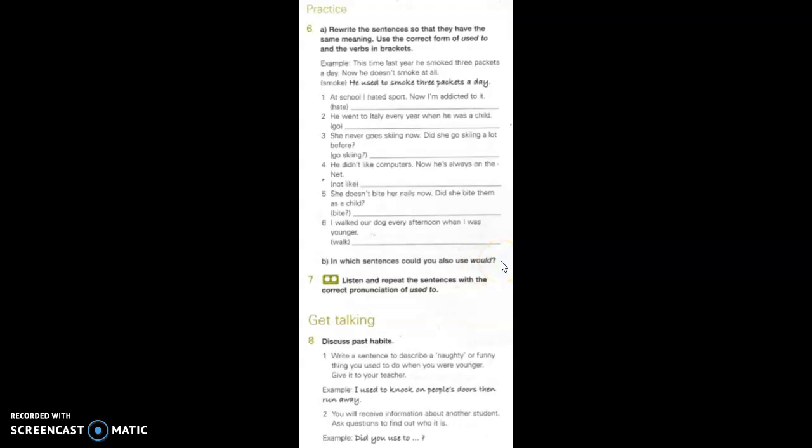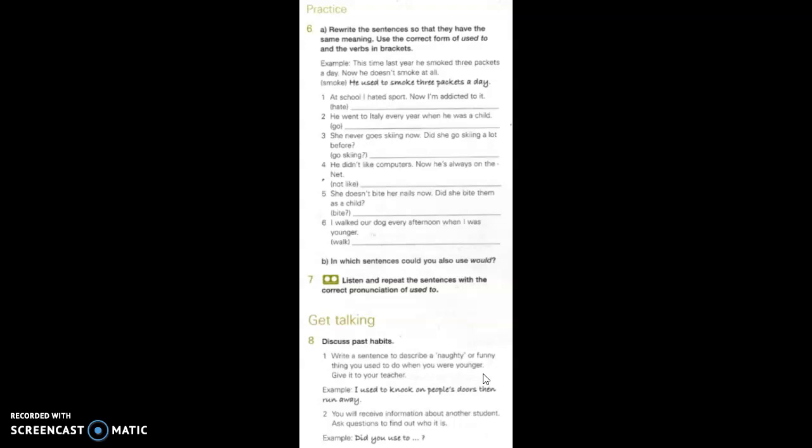We then want to put them into some freer practice. The idea in the book is to write a naughty or funny thing you used to do when you were younger. I just can't wrap my head around this. It just doesn't work for me. It would be nice if students could be talking about themselves personally, but a lot of our ESOL students and a lot of people in general don't like talking about the past. Depends on your life. So you've got a few options here.